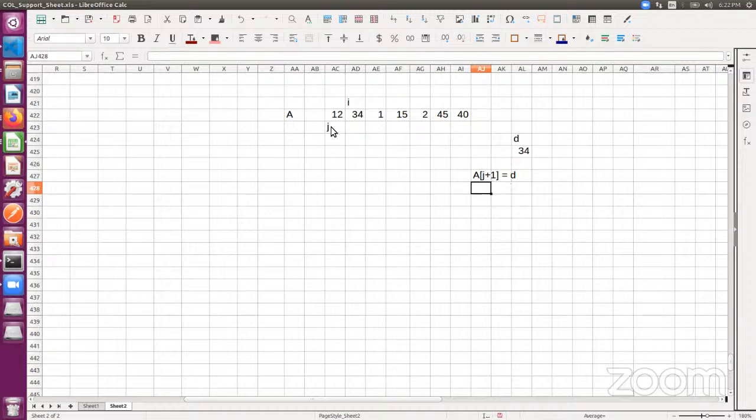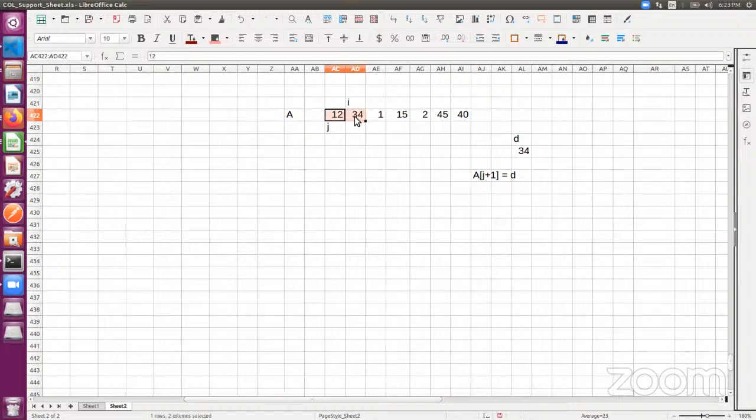This will happen after the j loop. So where should 34 be inserted? 34 should be inserted next to 12 only, right? So I compared d and A of j. d was greater than A of j, so I broke out of this j loop and came out. And then I just insert d at the j plus 1 position. J is 0, 0 plus 1 is 1, so in this position 34 will be inserted. There will be just an overwrite of this element. The same element is being overwritten again. That's it. So this is the first iteration.